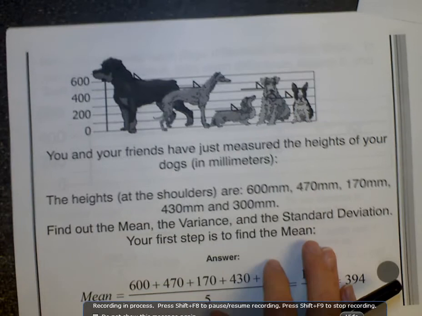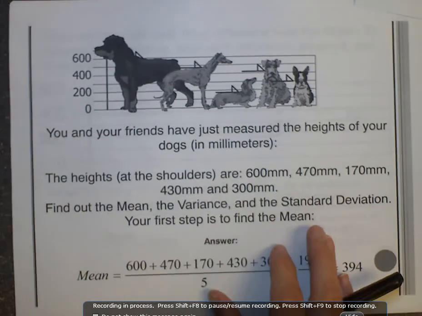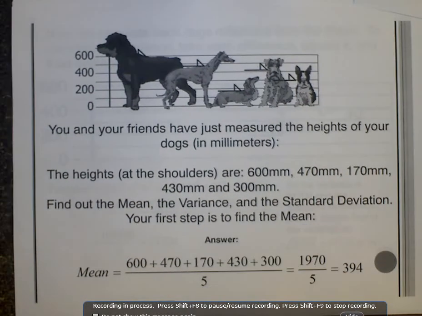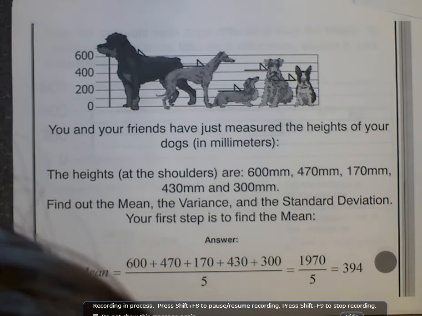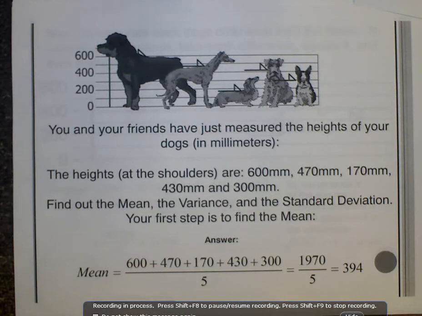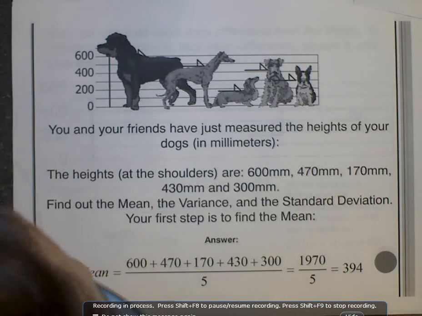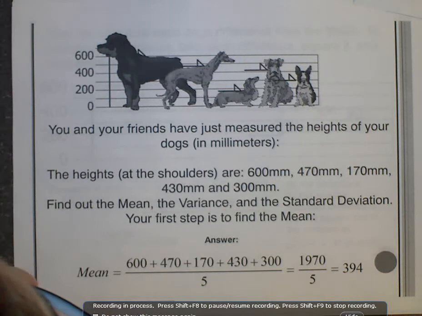Here we go. Our first example: you and your friends have just measured the height of your dogs in millimeters. The heights at the shoulders, so we're looking at the shoulder of each animal, are 600 millimeters, 470 millimeters, 170 millimeters, 430 millimeters, and 300 millimeters.